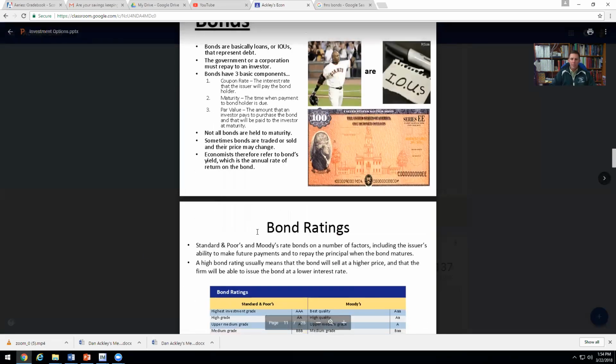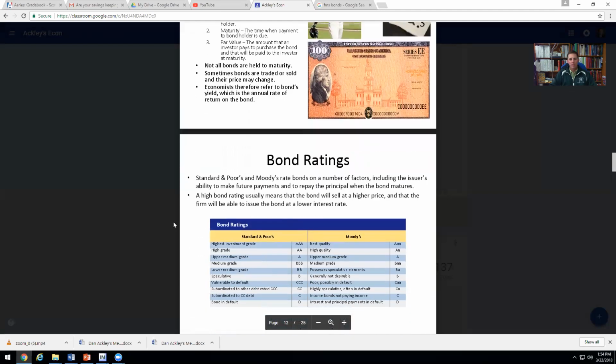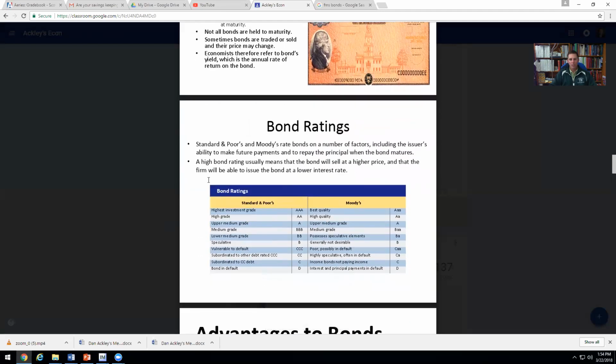So how do you know if the bond is good or not to buy? Well, when we look at the site today, you're going to see 2 bond rating companies, Standard & Poor's and Moody's, as it says here. And they rate the bonds on a number of factors, including the issuer, the company, the government, whoever it is, their ability to pay the money back, to make future payments.